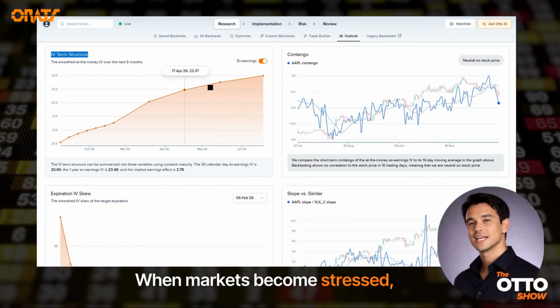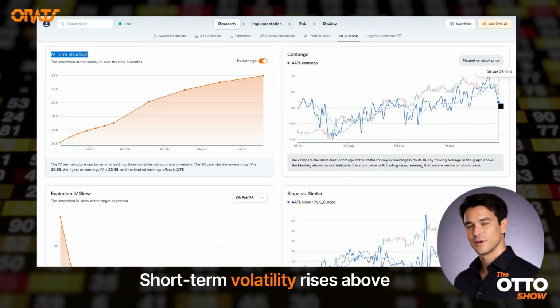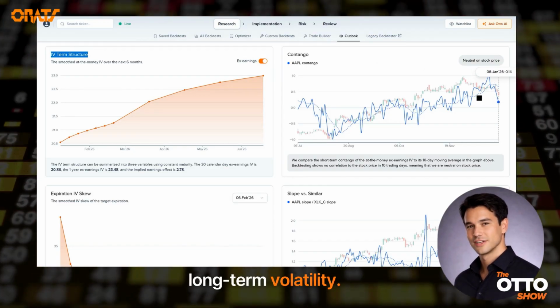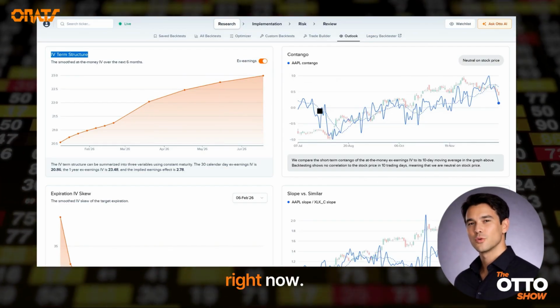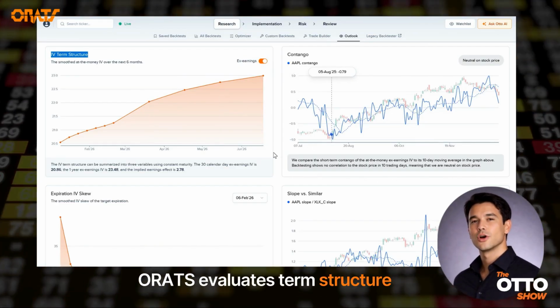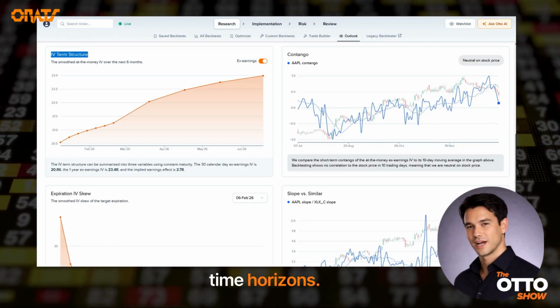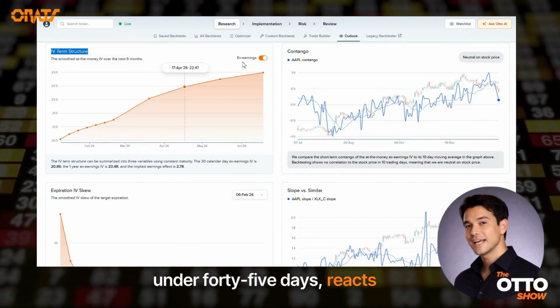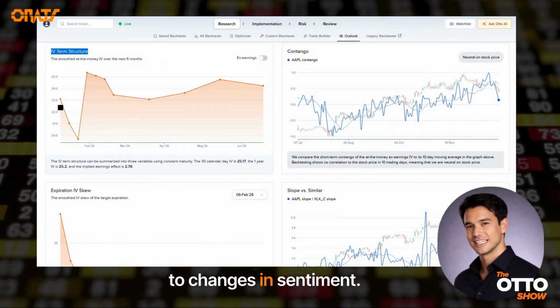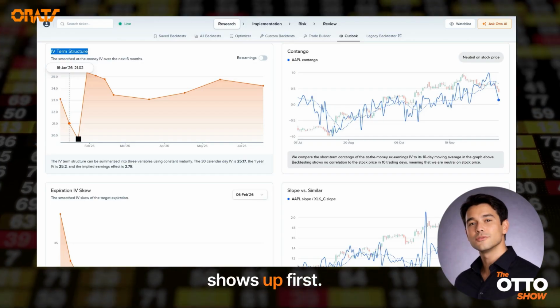When markets become stressed, that slope can invert. Short-term volatility rises above long-term volatility. This is backwardation. Backwardation tells you the market is pricing risk right now. ORATS evaluates term structure by focusing on standardized time horizons. Short-dated implied volatility, typically under 45 days, reacts first and most aggressively to changes in sentiment. That is where information shows up first.